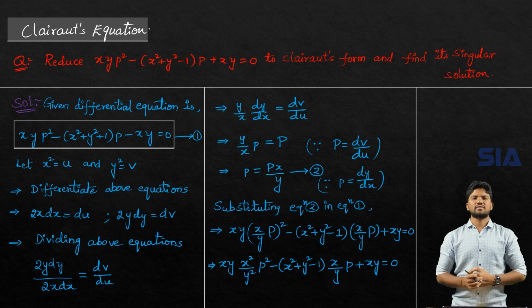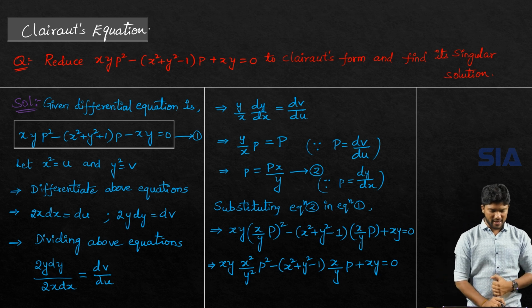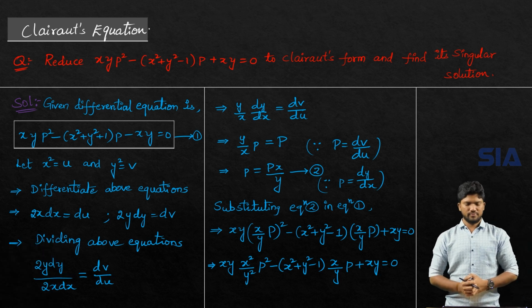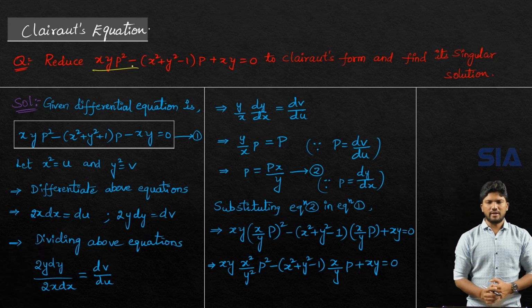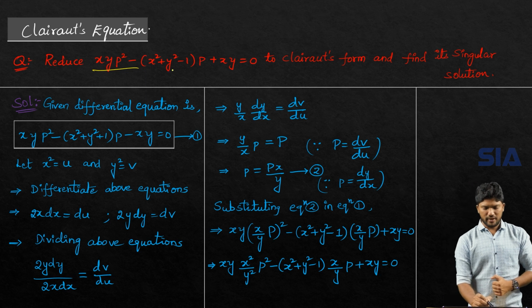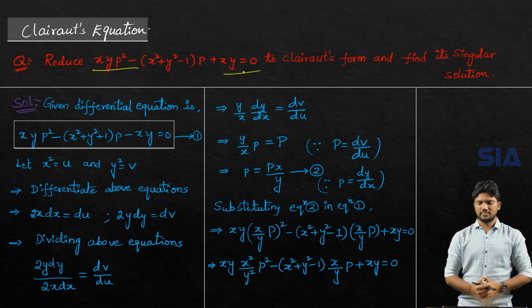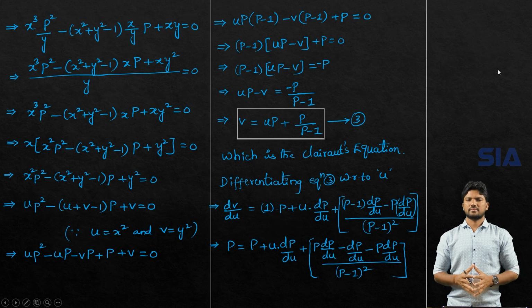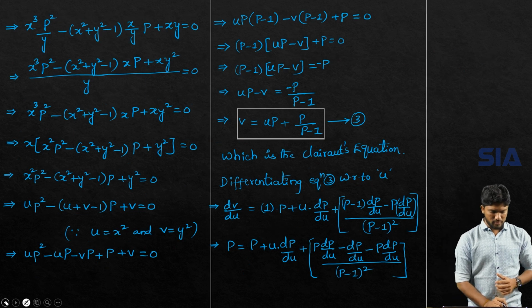In this lecture, we are going to discuss Clairaut's equation, problems based on Clairaut's equation. One more important problem. Observe carefully. Reduce xy p square minus (x square plus y square minus 1) p plus xy equal to 0 to Clairaut's form and find its singular solution. Okay, so this is the problem.